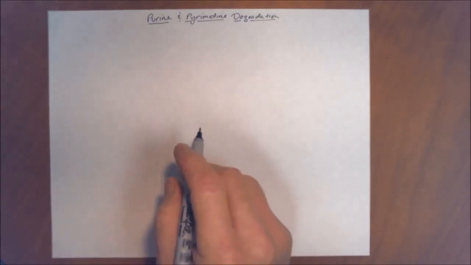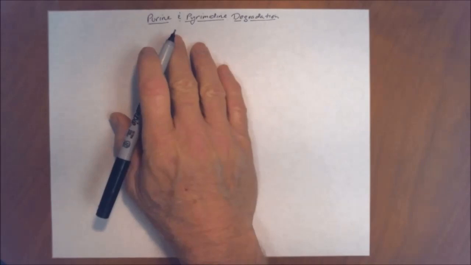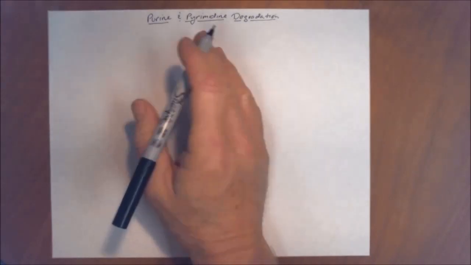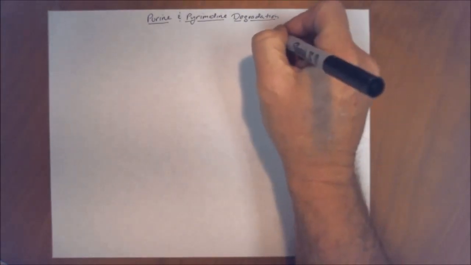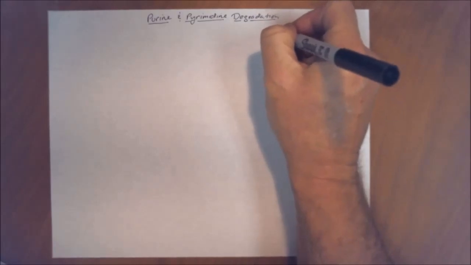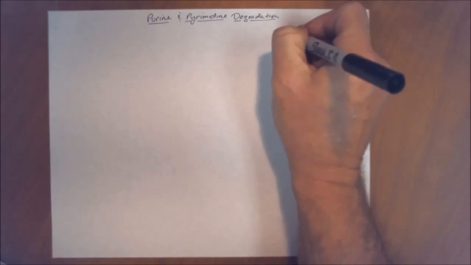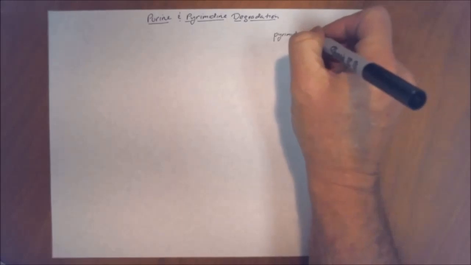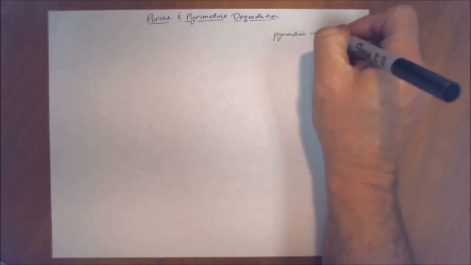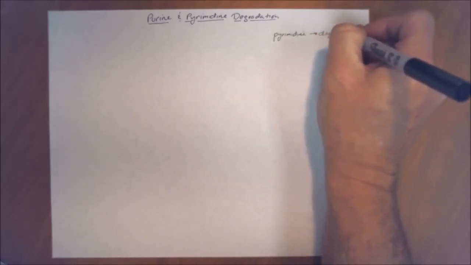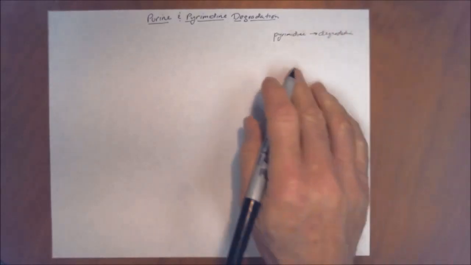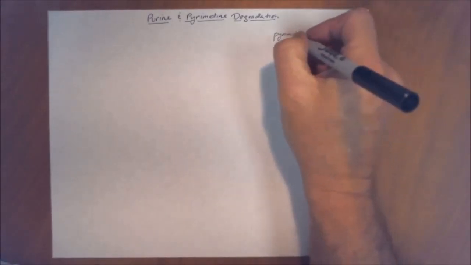Okay, now let's take a look at purine and pyrimidine degradation. First off, let's start out with the easy one. Pyrimidine degradation is very straightforward, and the products of pyrimidine degradation are soluble.